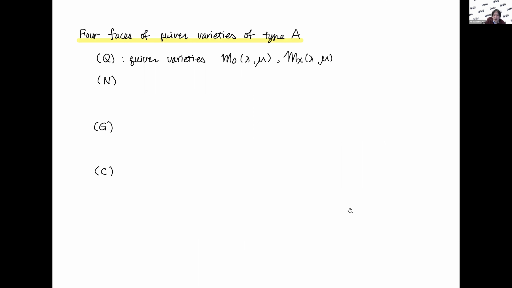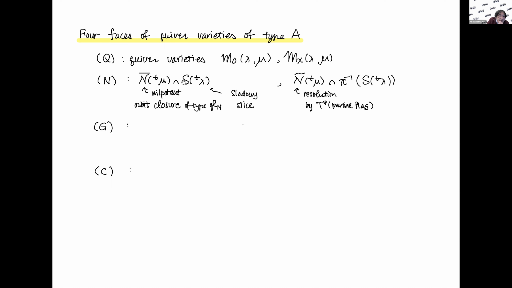Then quiver varieties of type A have four faces. The first one is the quiver variety, as I just mentioned. The second one is the intersection of a nilpotent orbit closure and a Slodowy slice. We take two nilpotent orbits corresponding to partitions, and I choose the transpose partitions, partitions of size large N, and transpose mu is the Jordan type. By definition, mu is less than or equal to lambda in the dominance order. So if I take transpose, then transpose mu is greater than or equal to transpose lambda, so this intersection is non-empty. In the later part of my talk, I will denote this intersection by this symbol.